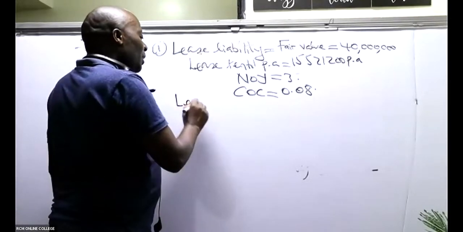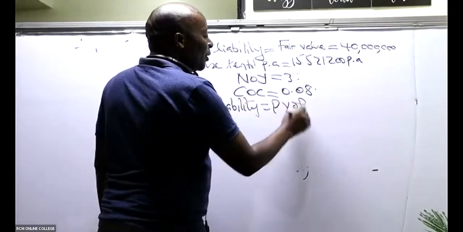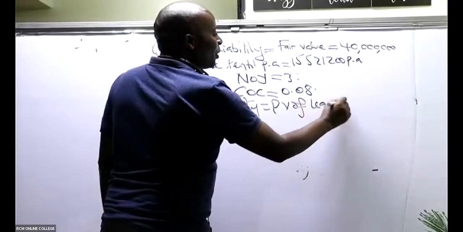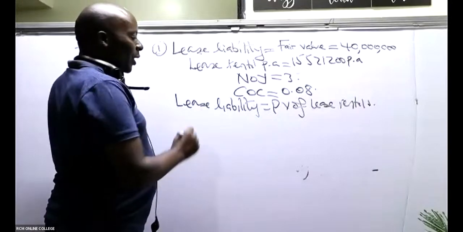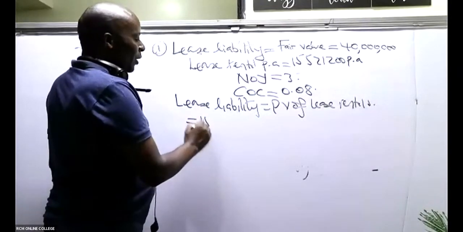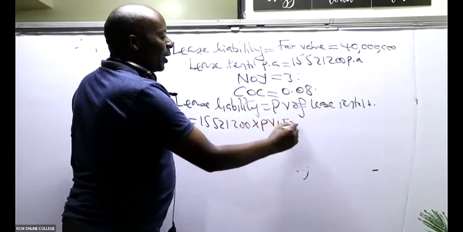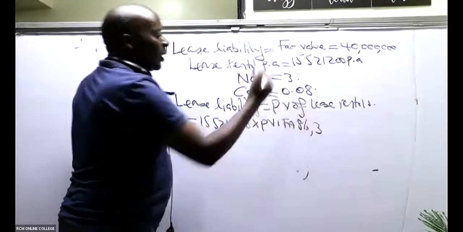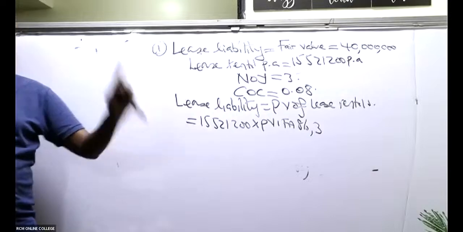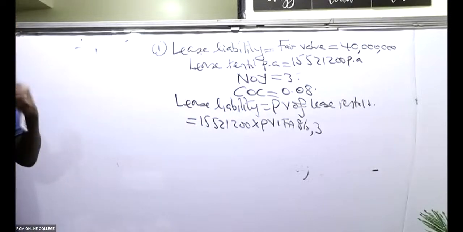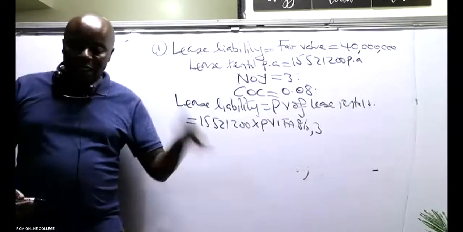If the fair value was not given, then I would have gotten this lease liability by taking the present value of lease rentals. So in that case, this would have been 15,521,200 times PV for 8%, 3 years. I will not add 1 plus R there because this one is not being paid up front. It is only the one that is being paid up front that we normally add the 1 plus R. This one we shall leave it like that.